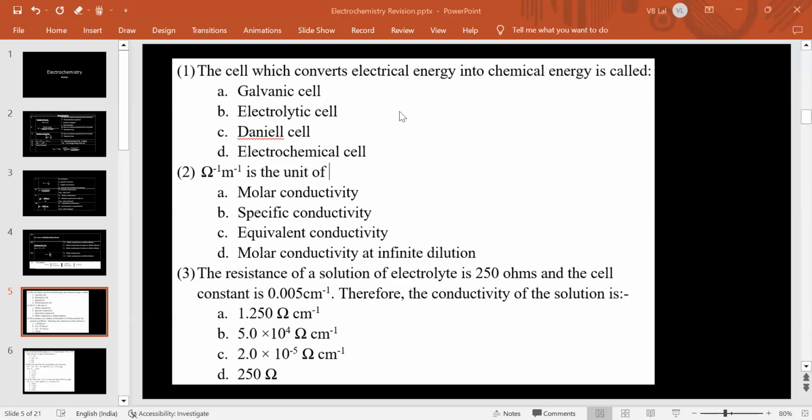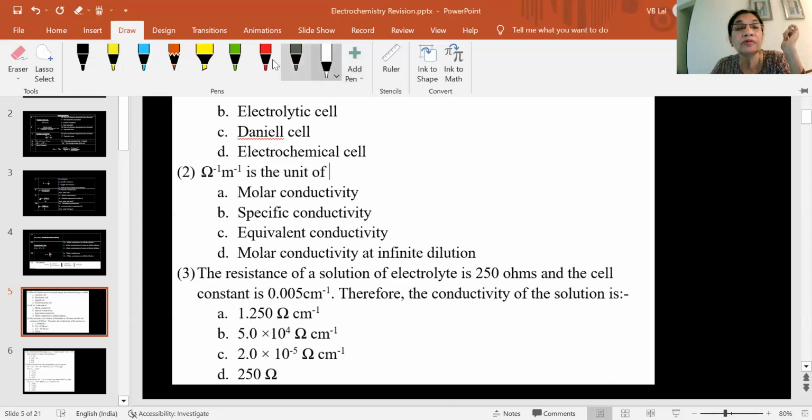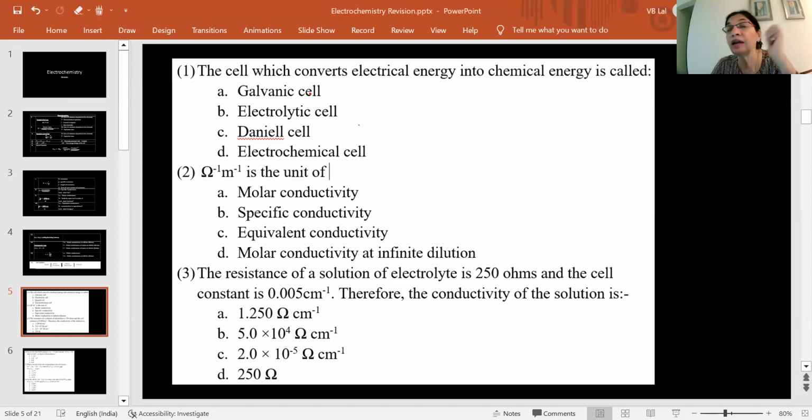Is it electrolytic cell, ma'am? Yes, electrolytic cell. And what is the first one? The first one is a galvanic cell. So electrolytic cell is the correct answer. The electrolytic cell converts electrical energy into chemical energy. Galvanic cell converts chemical energy to electrical energy. Okay, chemical to electrical.